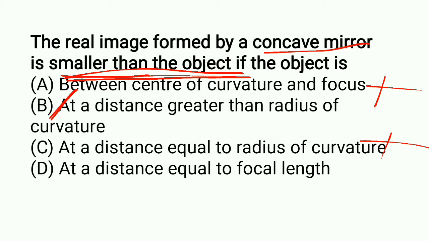And option D, that is at a distance equal to focal length. If you have kept the object at the focal length, the image is not going to be a smaller image, an enlarged image is formed. So option D is also not correct. Here option B is the correct answer, that is the distance greater than the radius of curvature. If the object is kept beyond C, then you will get the smaller image. So option B is the correct answer.